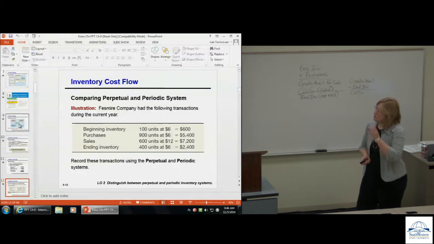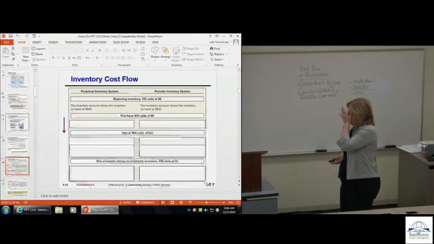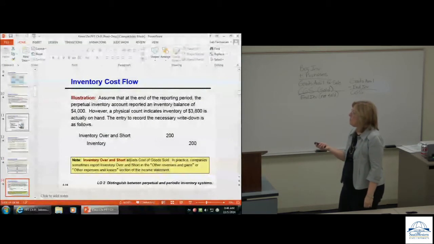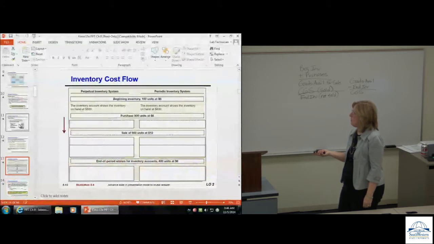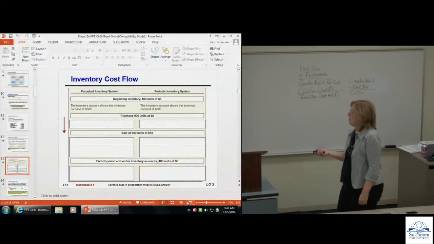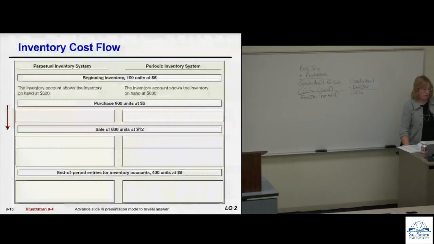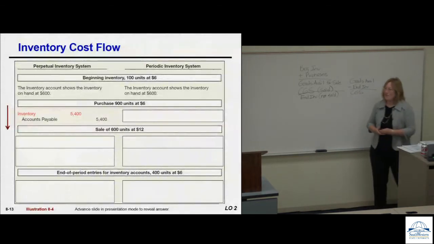Well, so now they want us to do this. Here's all these transactions. They want us to record it using the perpetual and periodic, which we would just skip kind of. Yes, we're gonna watch them do it, okay? We're gonna watch them record this.